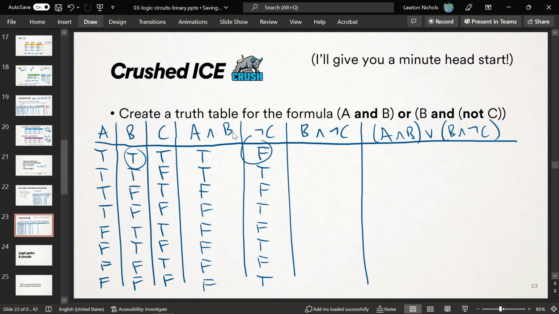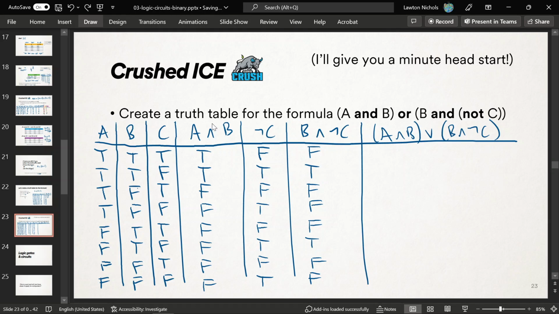True and false, that's false. True and true, that is true, because they're both true. False, one of them's false, it's false. One of them's false. This one's false, so you're kind of guaranteed for it to be false here and here, if I'm looking at not C. And then, it looks like B is false here, but true here. So we'll keep those along. Okay? Looks like it's true here and here.